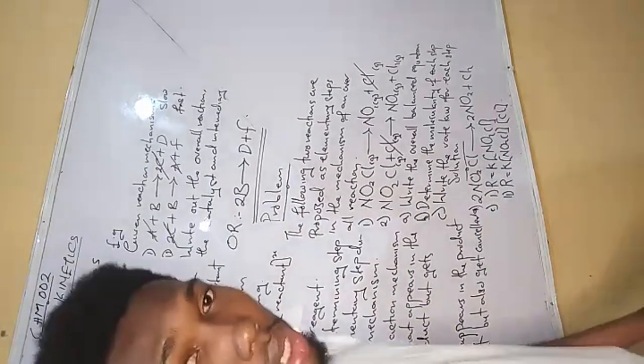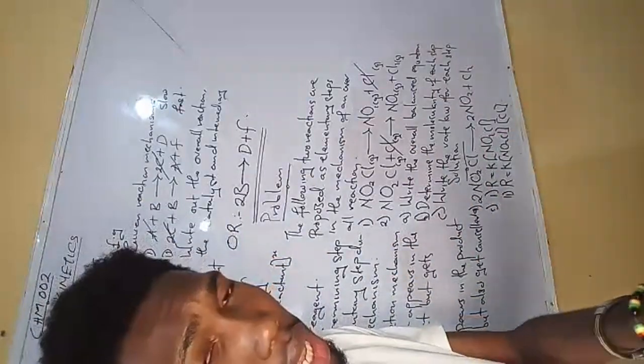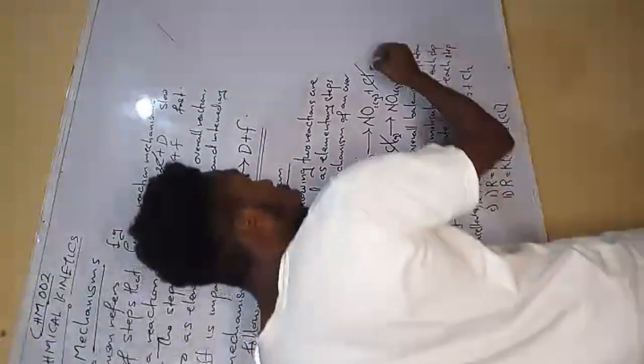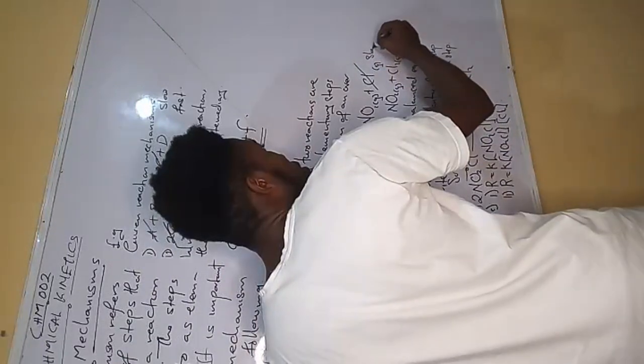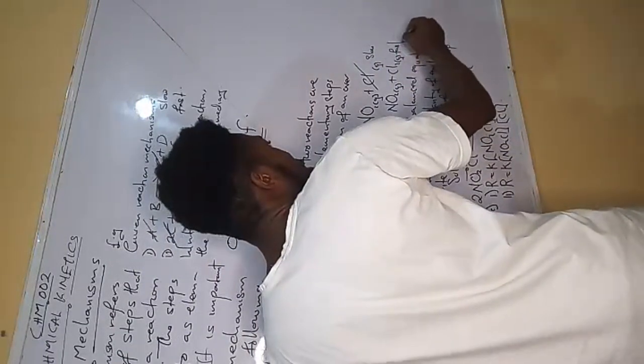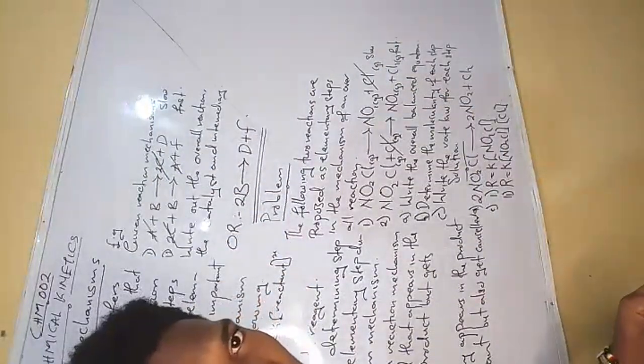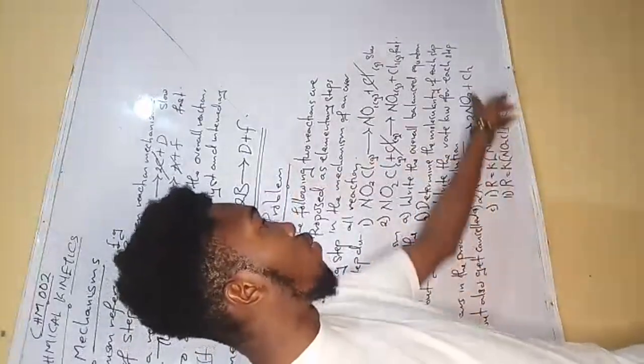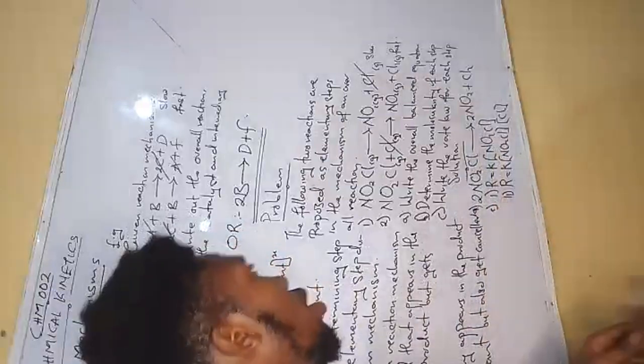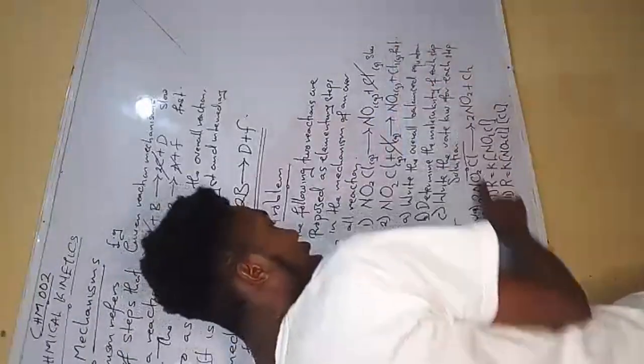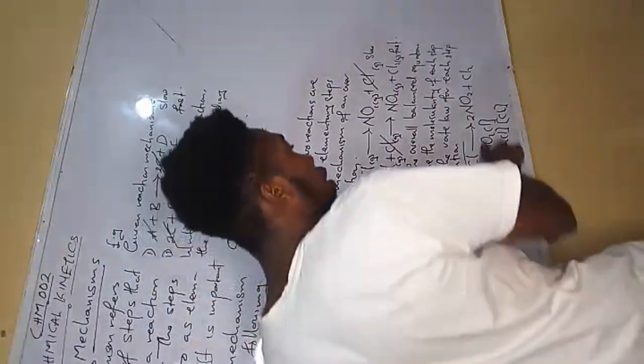Now let's imagine, listen though, because I'm not going to go into it again. Let's imagine we wrote slow, fast. Are you getting me now? Slow and fast. They now ask us for the rate law of the overall reaction. Who will tell me what the answer will be? They wrote slow here and fast here, and they ask us to write the rate law of the overall reaction.